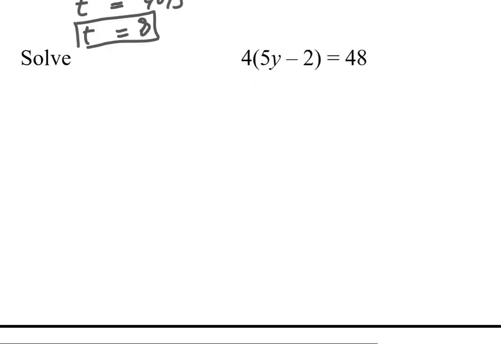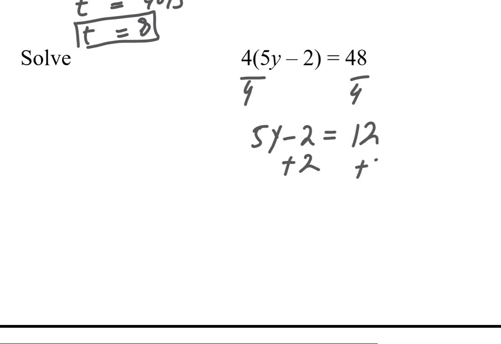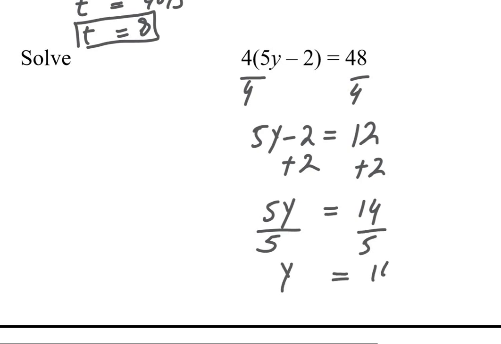Hope you got the answer. So I'm going to divide by 4. I like this method, easy, simple, straight away. So we got 5y minus 2, and this is going to be 12. And now I'm going to add 2 over here, I'm going to add 2 over here, so I got 5y, and this becomes 14. So I'm going to divide by 5 both sides, so y is equal to 14 over 5. You can leave your answer as it is. This is the answer.